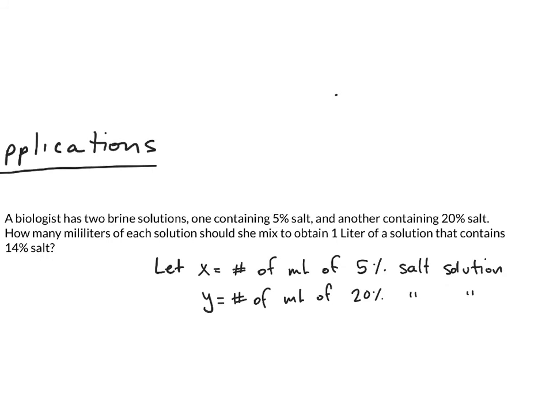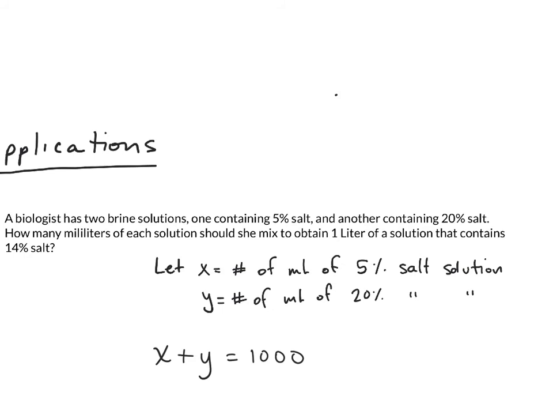So one of the equations we're going to form is going to come from this statement right here. We need to obtain a mixture that's 1 liter in amount. So if I add this solution to this solution, it's going to end up being 1 liter. So x plus y is going to equal, and I'm going to call it 1,000. The reason being, I've defined x and y in terms of milliliters. So however many milliliters of x, I'm going to add to however many milliliters of y, and that's supposed to equal 1 liter, which is 1,000 milliliters. So x plus y equals 1,000.